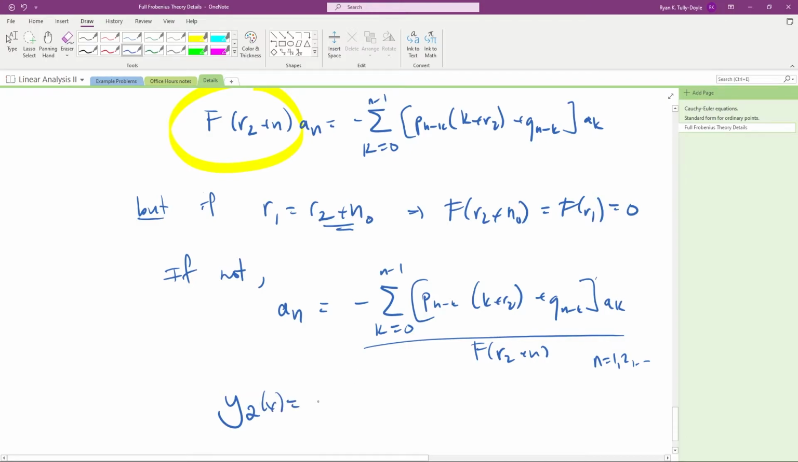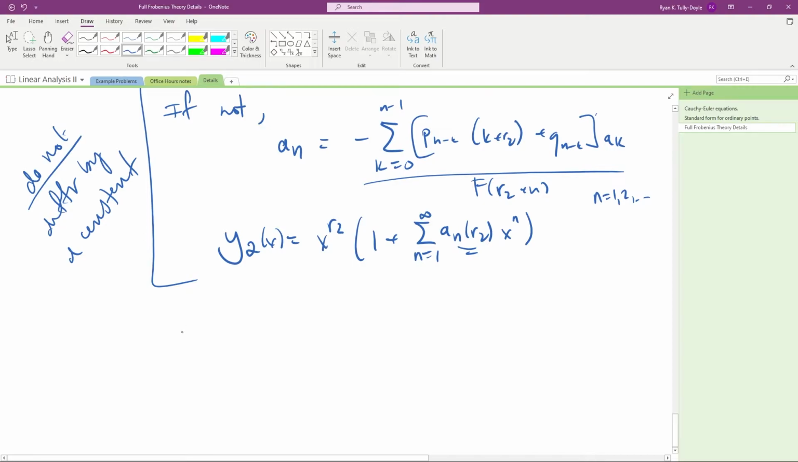y2 of x is equal to x to the r2 times 1 plus the sum from n equals 1 to infinity of an(r2) x to the n. That is to say, these are this family of coefficients that come out of that same recursion, but with r2 plugged in for r. So as long as they don't differ by a constant, f will never turn into a 0, and that means we can divide. So what if they do differ by a constant?